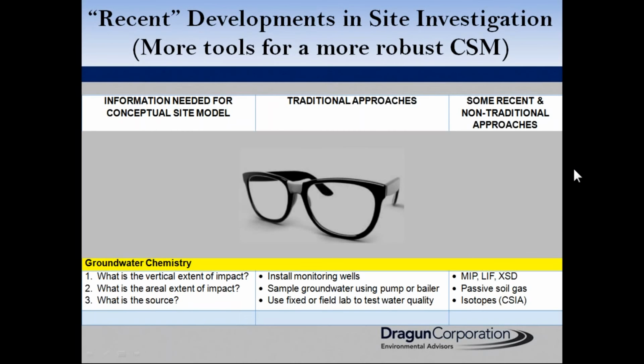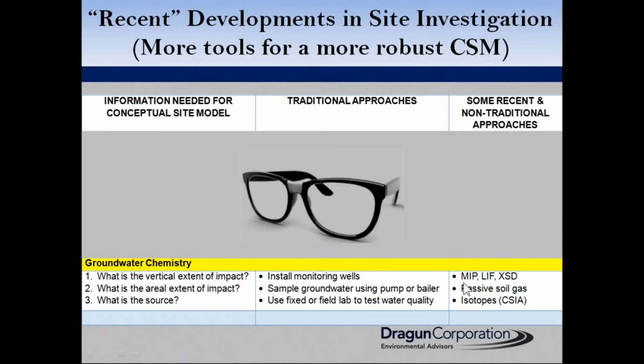So I'm going to move a little bit into the groundwater chemistry area and look at some of the ways in which we could get information on the vertical extent of impact, the sources of impact, and so on quickly, and in some cases getting information that you can't get using standard techniques like drilling holes, sampling soil, and sampling groundwater.